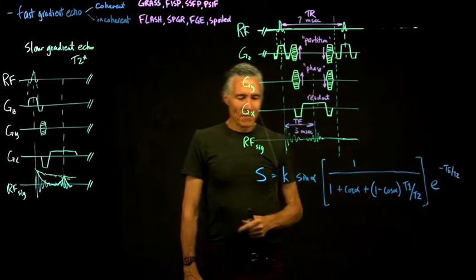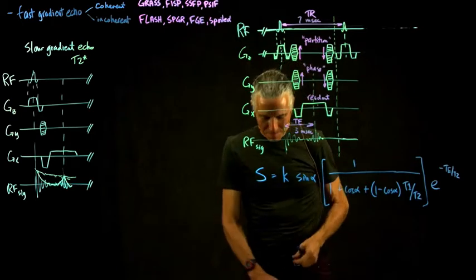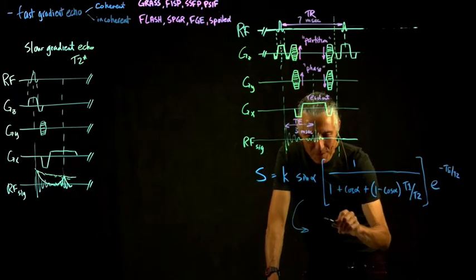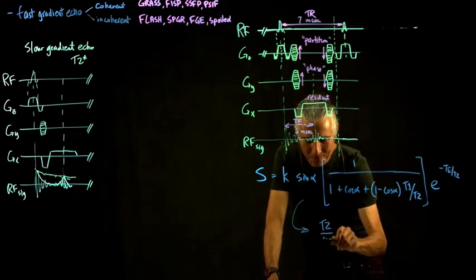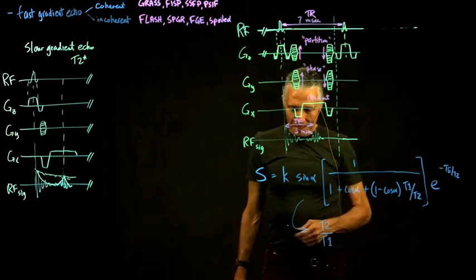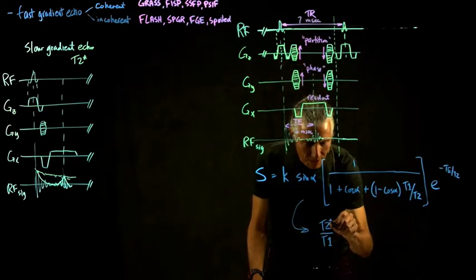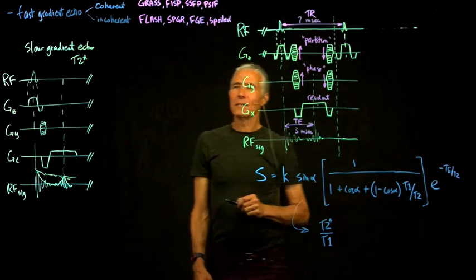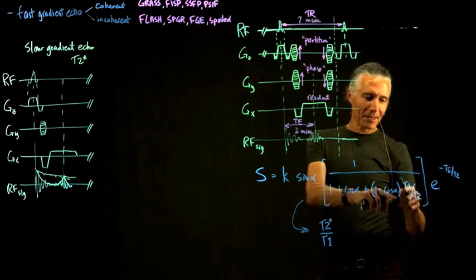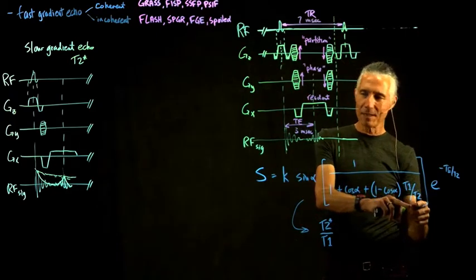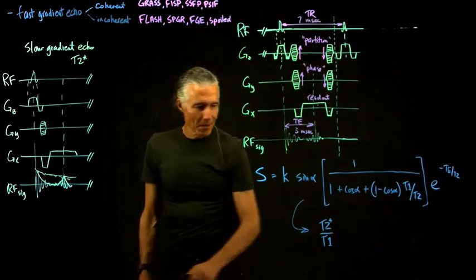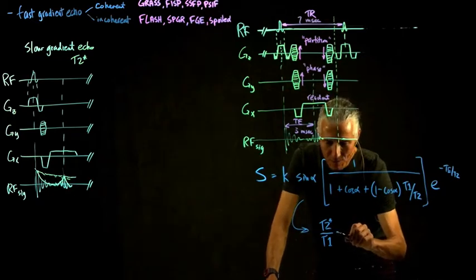But whenever you have something like this, we always have to sort of make it a lot simpler. And so what is our simple version? T2 over T1, or T2 star over T1, because we're not doing spin echo. So how do you get that out of that? Well, it's T1 over T2, but it's 1 over T1 over T2, which is basically T2 over T1. So it's T2 star over T1 weighted.